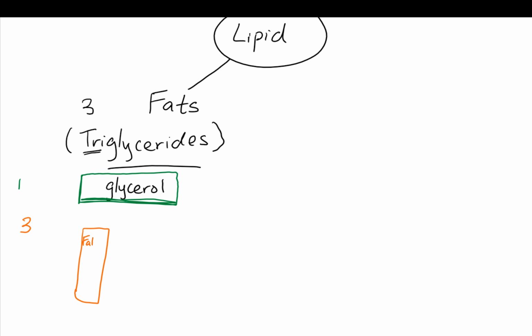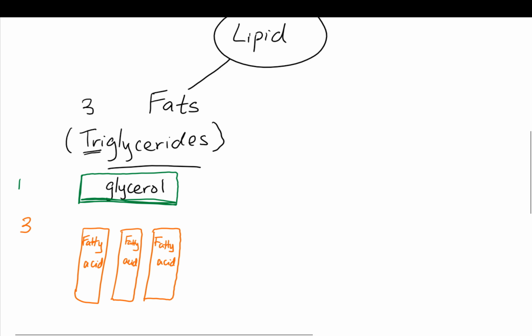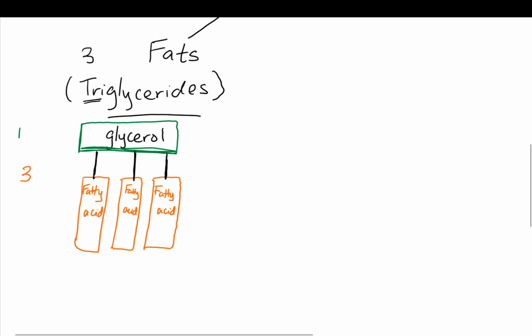So fatty acids are really long-chain hydrocarbons. They are long-chain hydrocarbons attached to a carboxyl group, and they are some sort of acid. They're bonded to glycerol through covalent bond. So this is the general shape of a triglyceride: 1 glycerol and 3 fatty acids. And just like any lipid, they are hydrophobic. They don't like water because they couldn't form hydrogen bond.